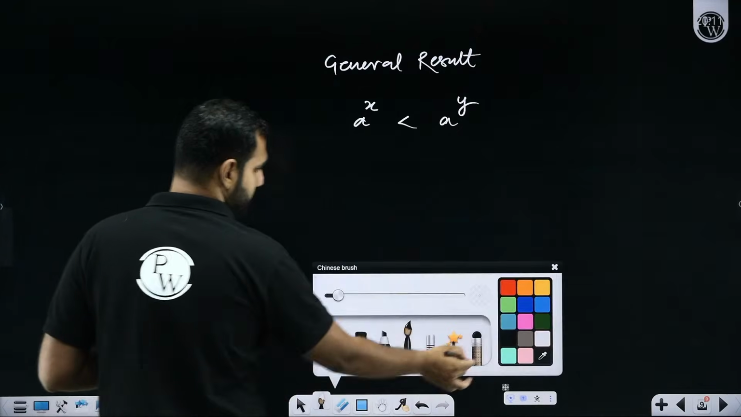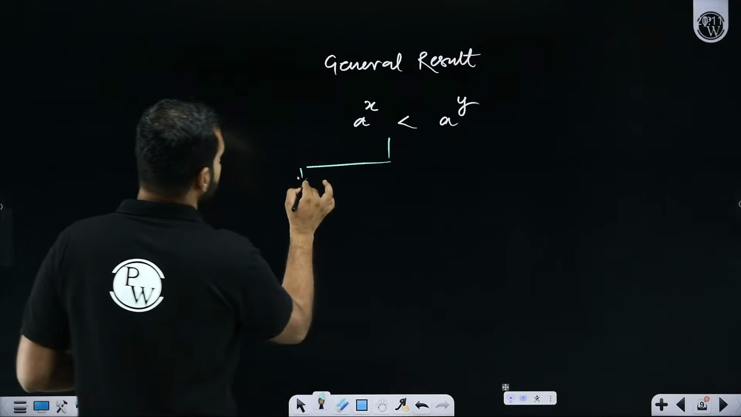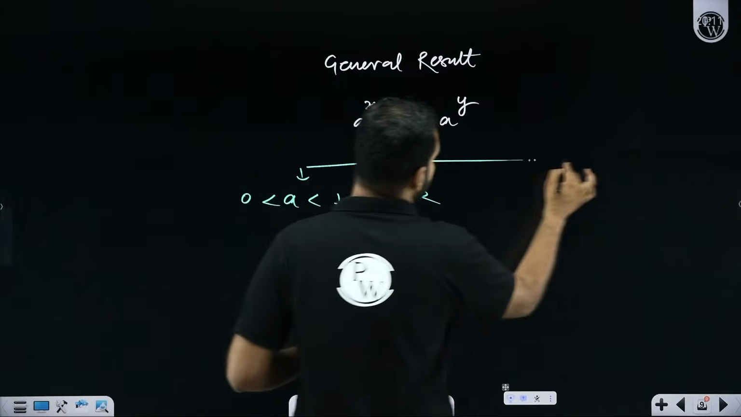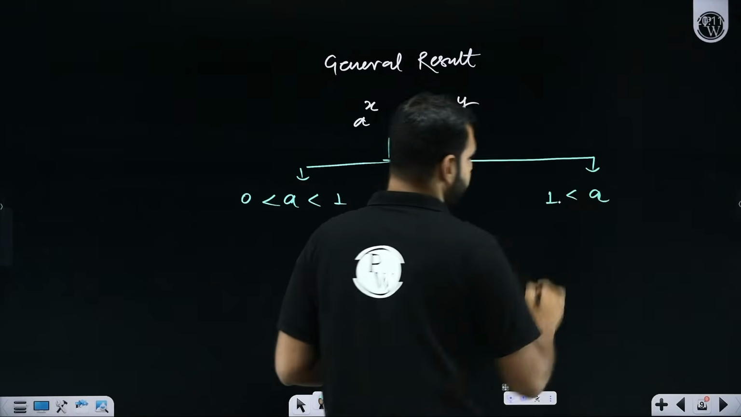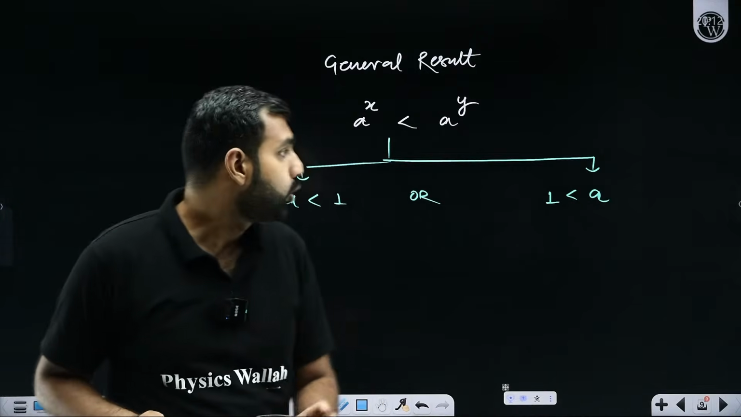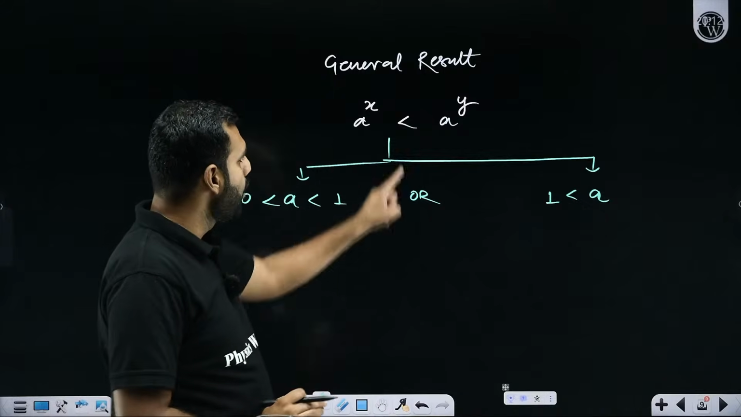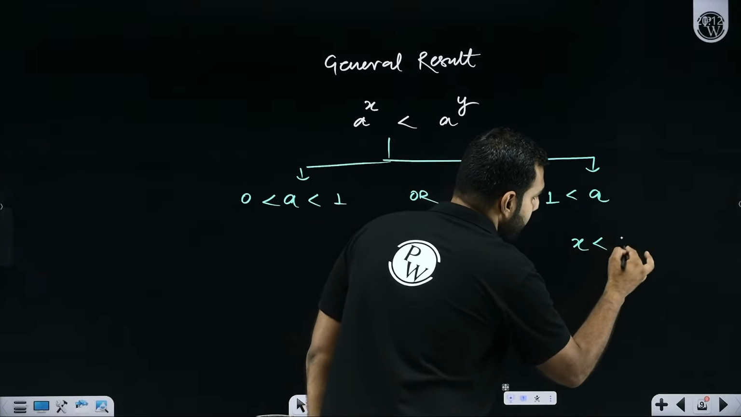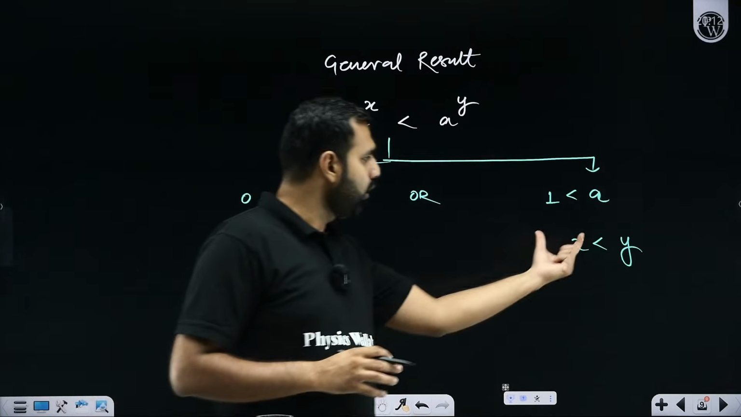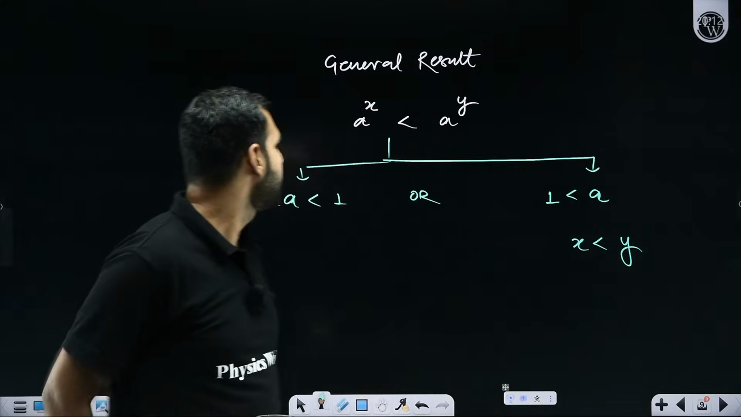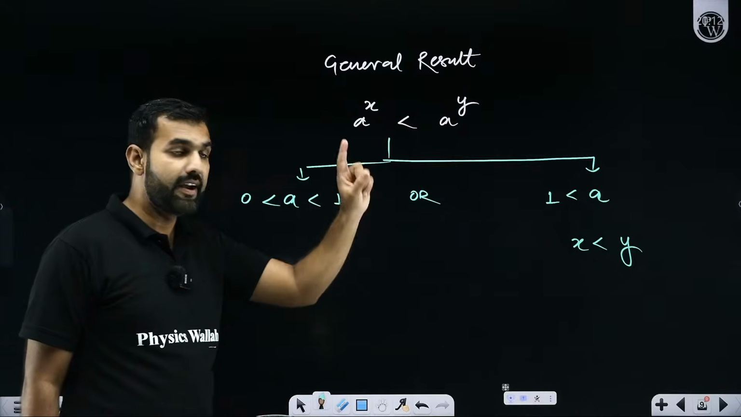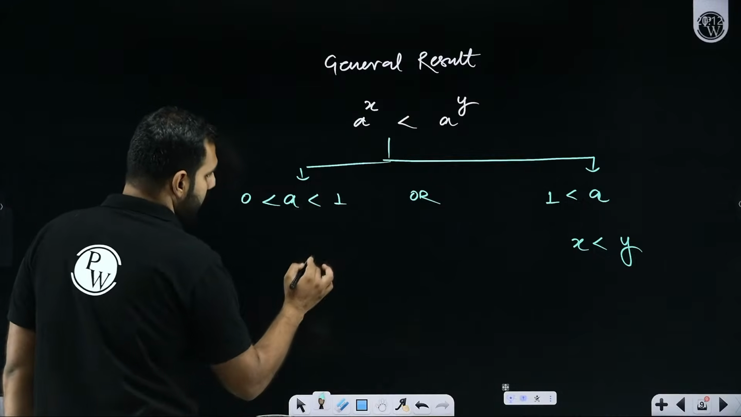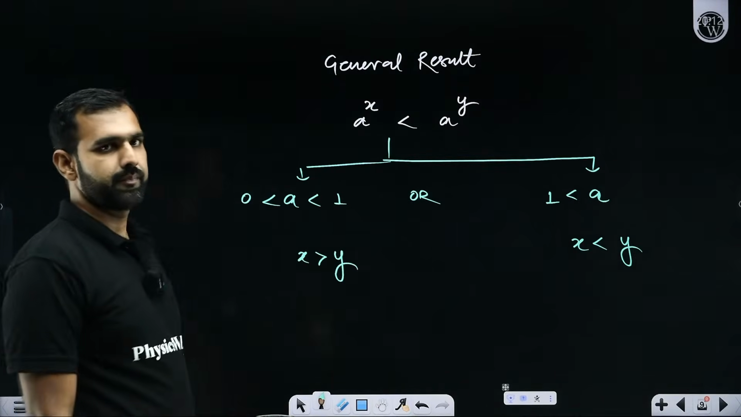It depends on two cases. First case, if the base is between 0 to 1. Second case, if the base is greater than 1. Whenever the base is given to be greater than 1, you don't have to hesitate. Whatever is the sign between them, the same sign will follow between x and y. But if a to the power x is less than a to the power y, where the base is between 0 to 1, then the sign swaps between x and y, which means here the relationship will be x greater than y. Did you understand it?